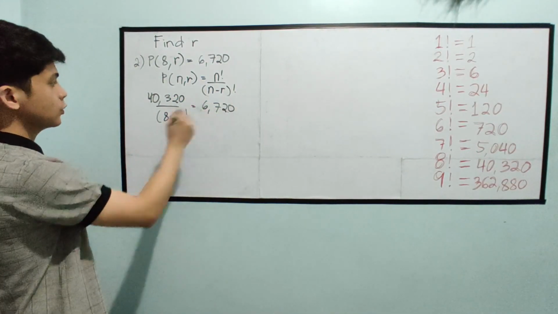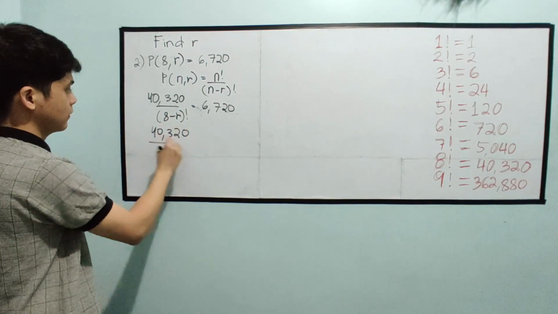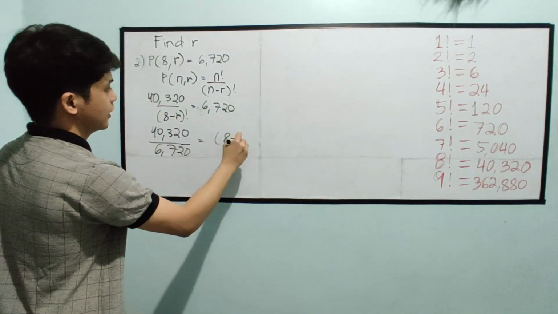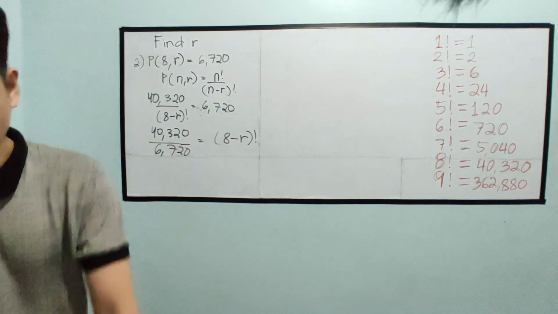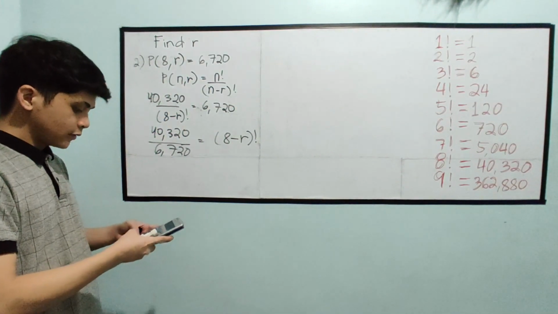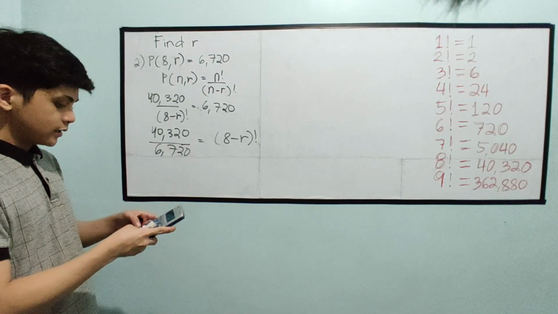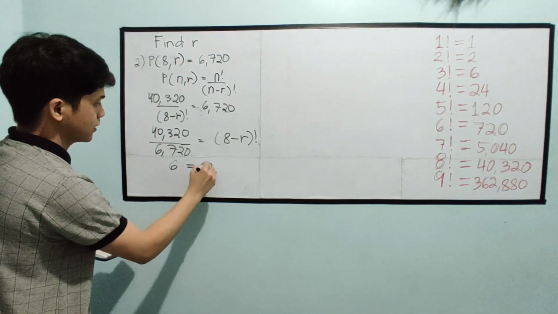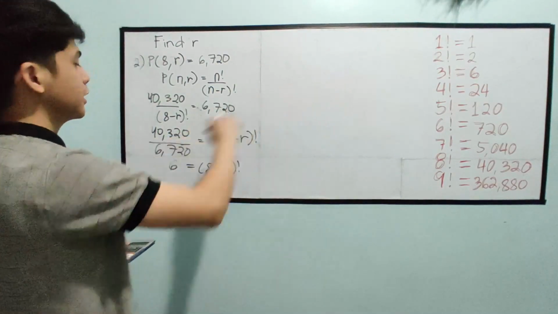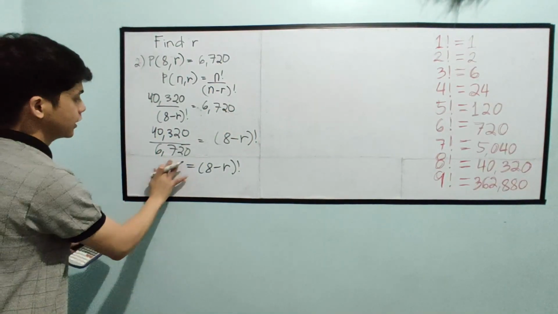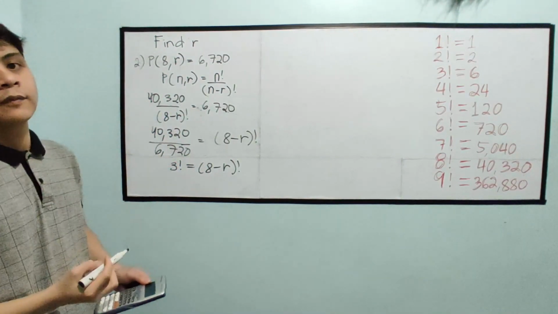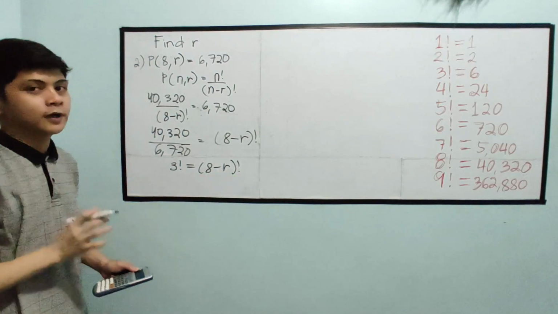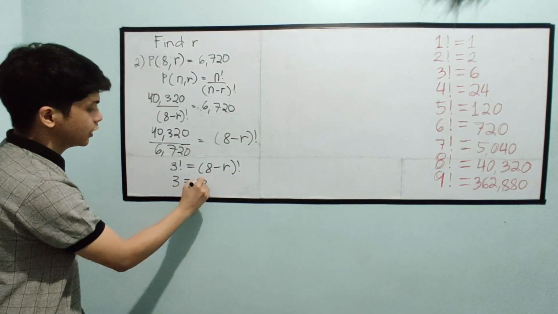Then, cross-multiply again. Pagpapalitin lang natin tong dalawa. Okay. Then, divide natin yan. Simplify natin. 40,320 divided by 6,720. So, yung result niya is 6. Again, yung 6 is 3 factorial siya. So, palitan lang natin to ng 3 factorial. Then, tanggal natin, maka-cancel natin yung factorial kasi same silang may factorial. So, magiging 3 is equal to 8 minus r na siya.